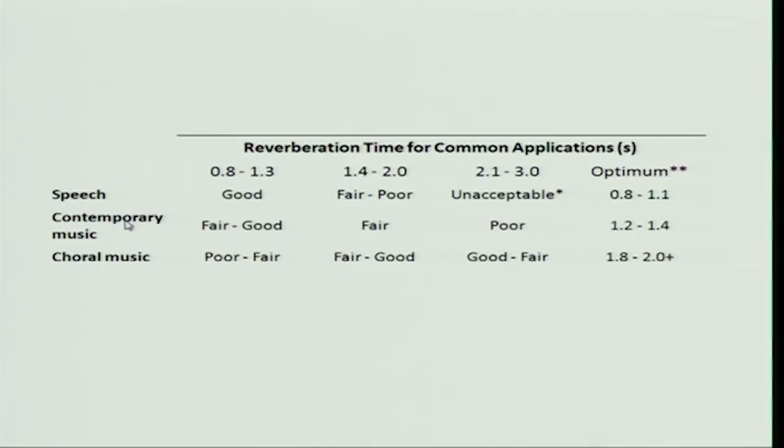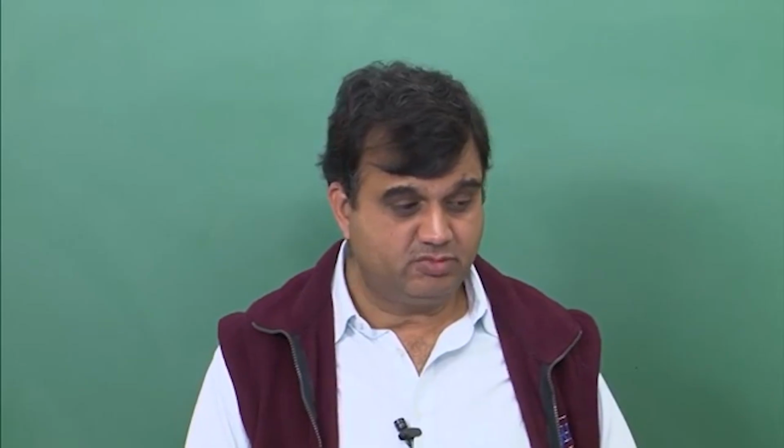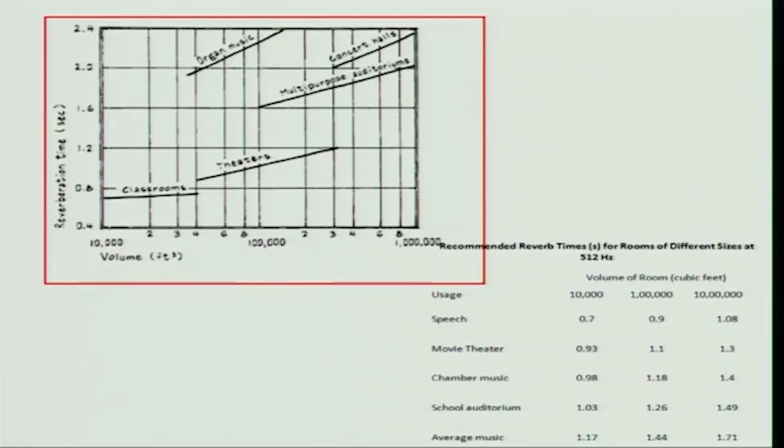For contemporary music, so again there are some recommendations. For choral music, there are again some recommendations. So you will have to figure out what will be the right reverberation time for your need. But the calculation of the reverberation time will be based on the relationship, Sabine's formula, which we have discussed so far. So this is what I wanted to discuss in this particular lecture.